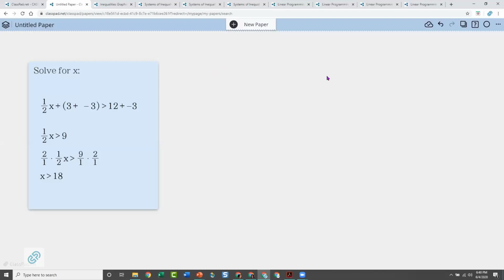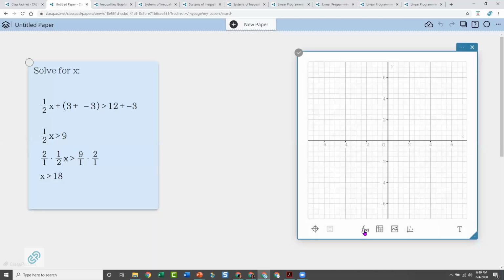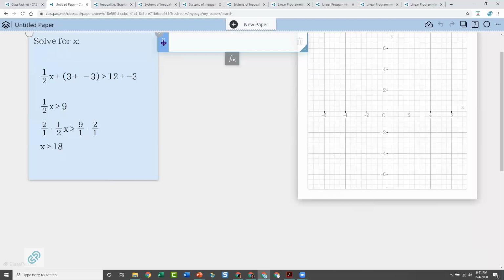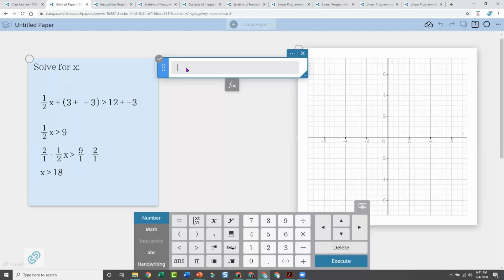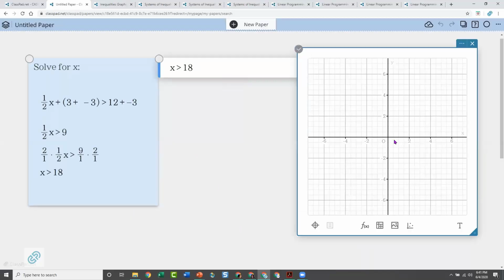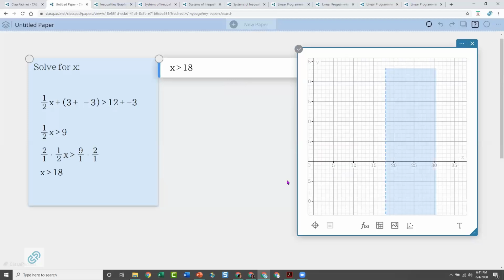So here's where you can pull up a graph. So again, I'm going to click somewhere on the screen. And here's my graph symbol. That will open a graph window for me. And I'm going to get an equation sticky out here. And I'm going to enter my answer. So my answer was x is greater than 18. And I don't see it because of my window. Sorry, let me zoom in. There we go. So watch what happens.